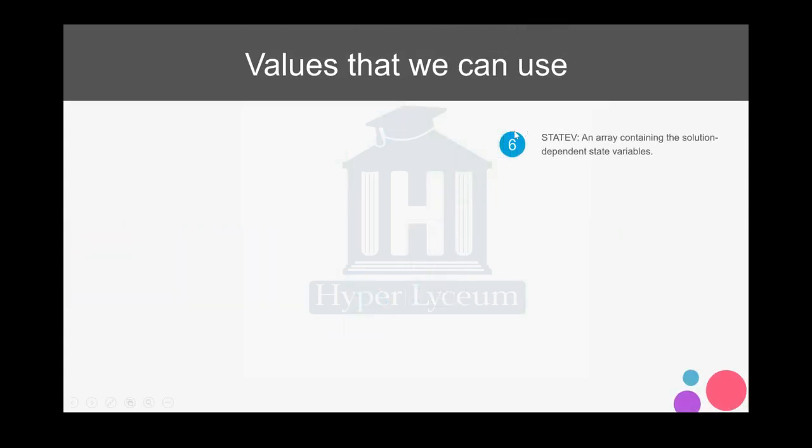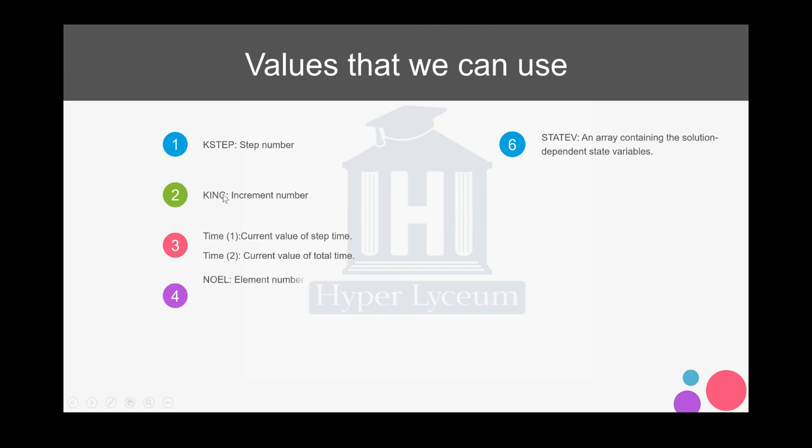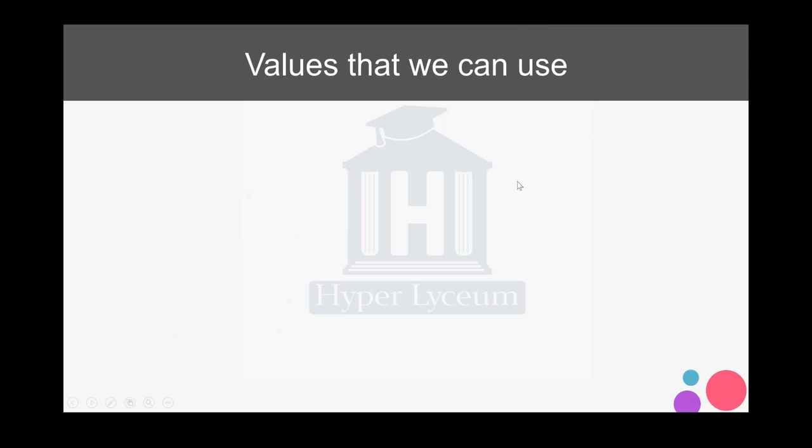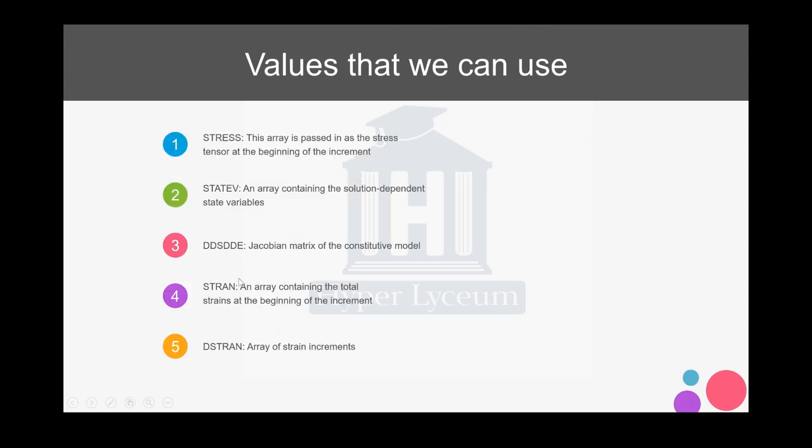In this code, we will receive these variables: KSTEP, KINC, TIME. I already explained these variables in another video. I don't want to spend more time on it, but I just wanted to quickly review them. This is the step number, the increment number, the time for the model, the number of the element, the integration point, the coordinates, and the state variables. I'm going to skip some of them because these other variables are more important.